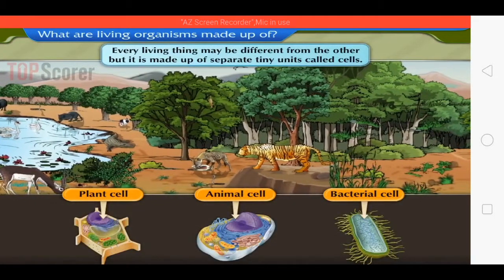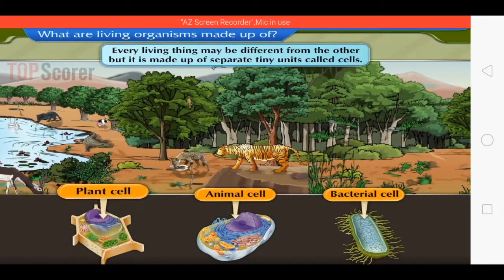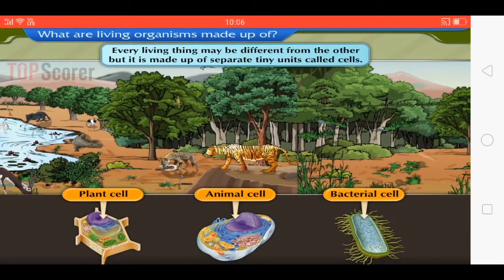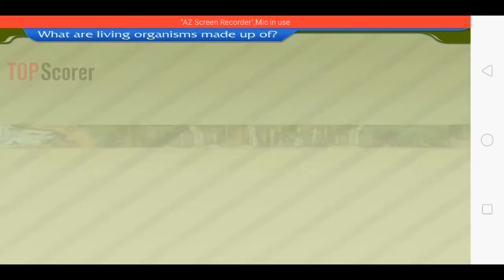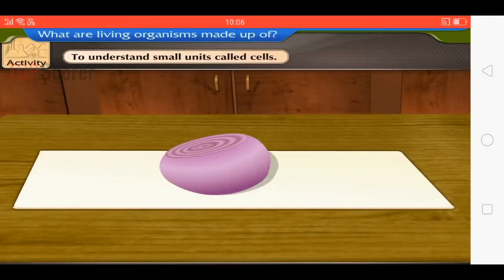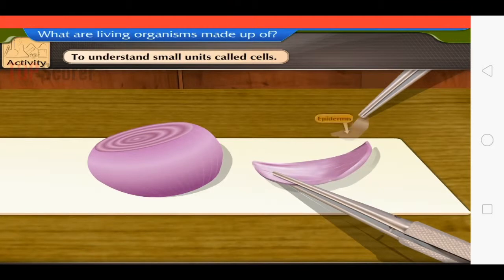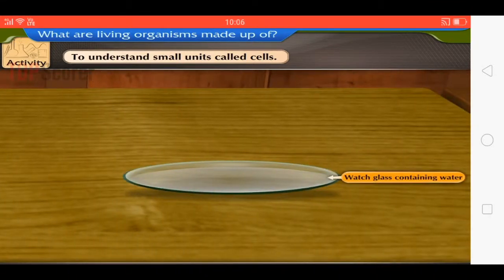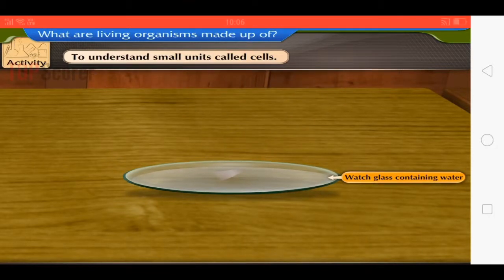Every living thing may be different from the other, but it is made up of separate tiny units called cells. Let us understand these small units with the help of an activity. Activity. Take a small piece of onion bulb. With the help of a pair of forceps, peel off the skin called epidermis from the concave inner side of the onion. Put it in a watch glass containing water. This will prevent folding and drying of the separated peel.